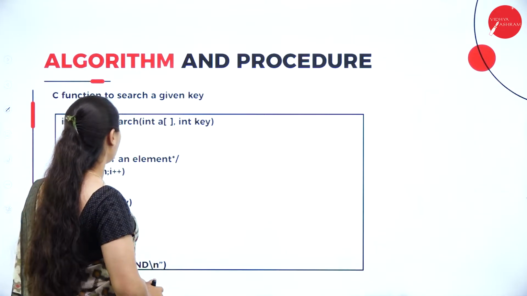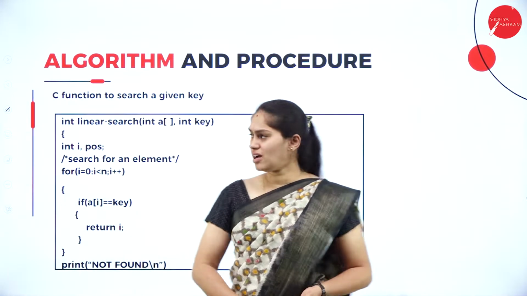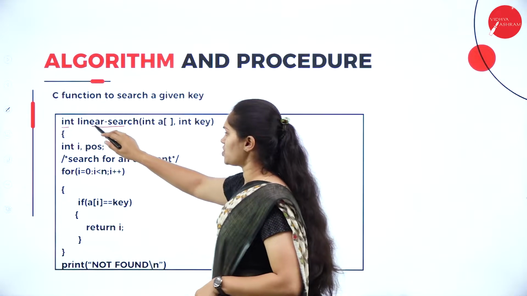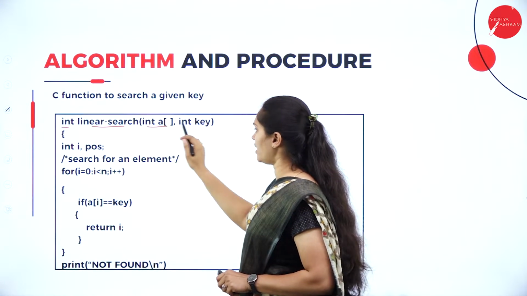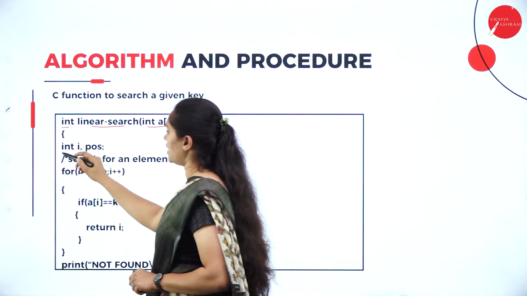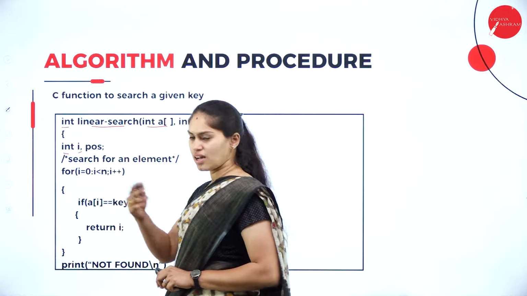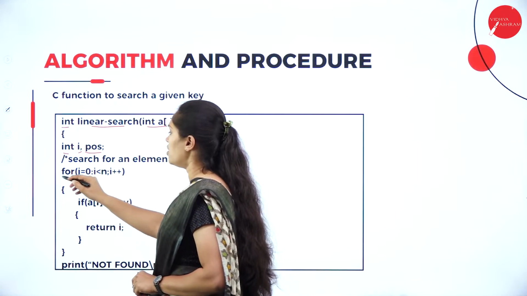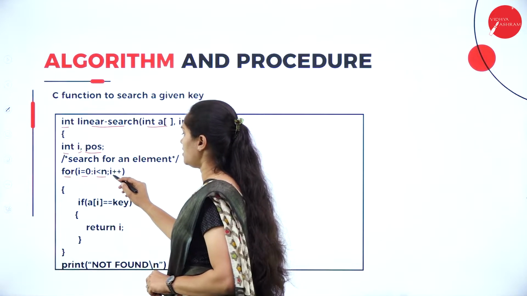And here you can see the function we have for the linear search. Int linear search: int is the return type and the name of the function is linear search, and I require an array and a key element to make a comparison, and I have an iteration variable i. Then I need to find the position of an element. So for i equal to 0, i less than n, i plus plus.